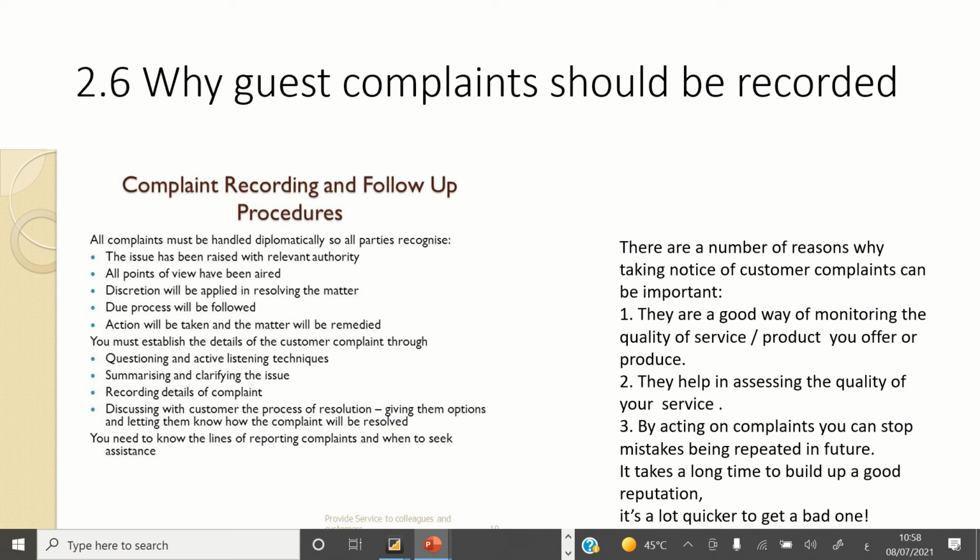It's important to take notice of whatever complaints happen in the hotel so that you don't repeat the same mistake again. You learn from your mistakes. Also, in this way, you can monitor the quality of the provided service and products. It will help you to assess the quality of your services. It will help you to stop making the same mistake again. This means you will have a trusted relationship with your current customers and future customers.